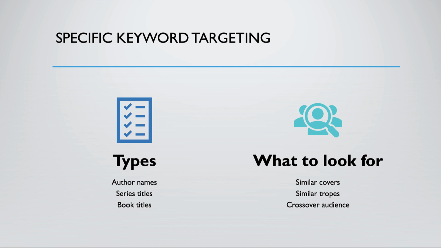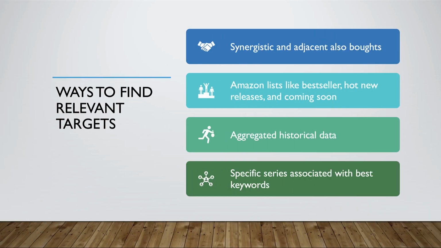Especially when it comes to later books in a series, tend to indicate the people that are going to actually read through your series. Because just because someone buys it doesn't mean you've hooked them. It means you got a sale. Now, one of the most popular pieces of advice for finding those specific targets is also-bots.